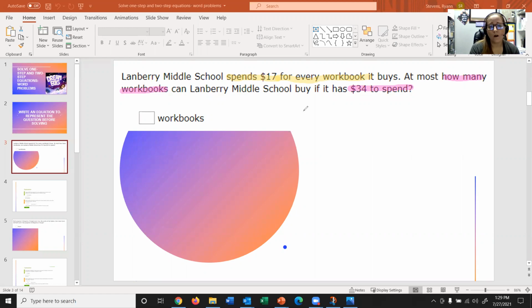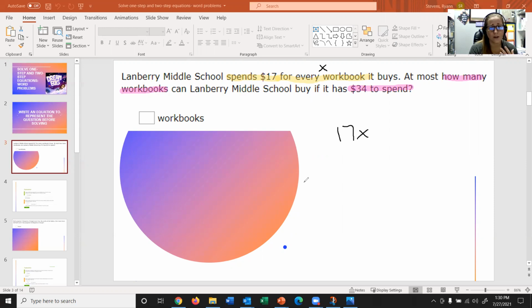Okay, we know that the cost of the workbook is $17, but we don't know how many workbooks we're going to be buying. So we're going to say that the workbooks are going to be represented by our variable. And we're actually going to say that we're going to multiply, because every one of the workbooks is going to be $17. So if we have 5 workbooks that we can buy, just before we even solve, we would add those together, or we can multiply 17 times 5, okay? So we would say that we have 17x.